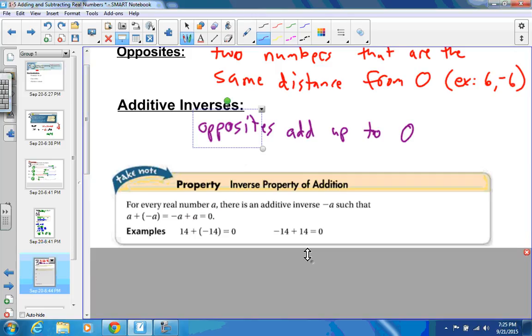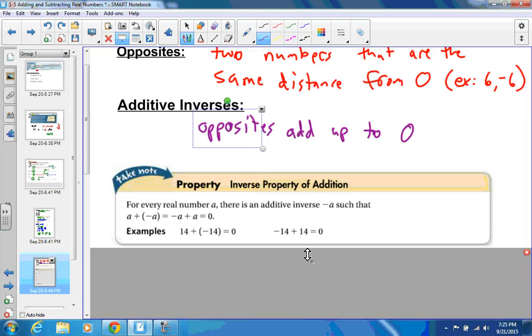So here's the inverse property of addition. So let's just read it through and we'll see if we can figure it out. So it says for every real number A, so any real number, there's an additive inverse such that A plus negative A would be the same as negative A plus A, which would all be equal to 0.